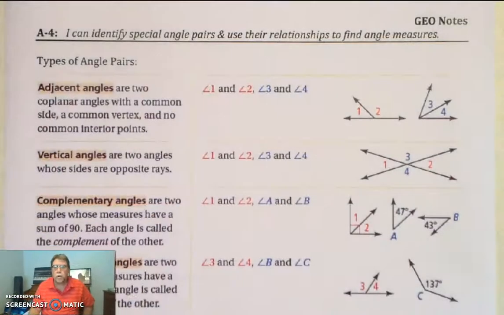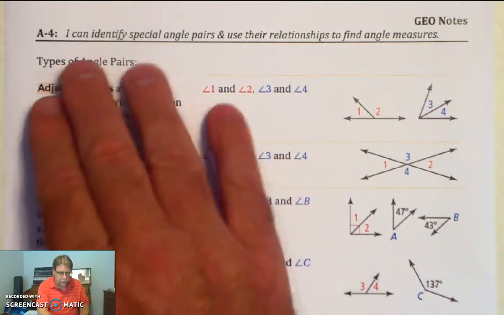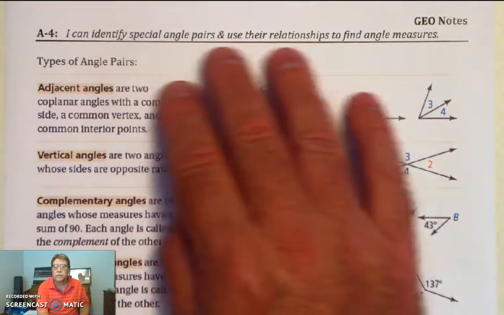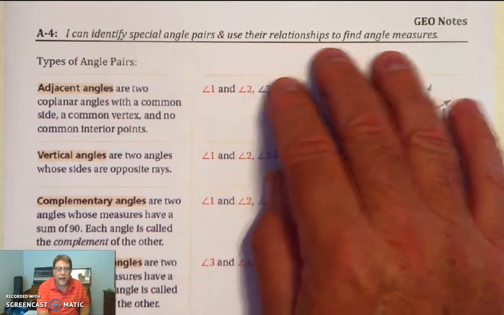Hi everybody, this is section A-4. We're going to take a look at some special angle pairs here, as well as some of the relationships that we see in these angles. As we take a look at the notes, you're going to see the learning target is to identify special angle pairs and use their relationships to find angle measures.